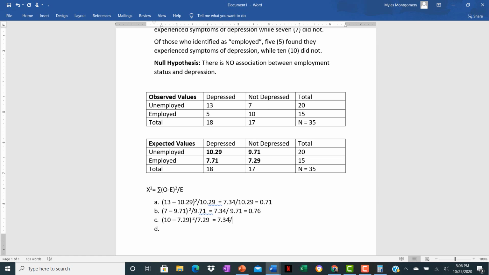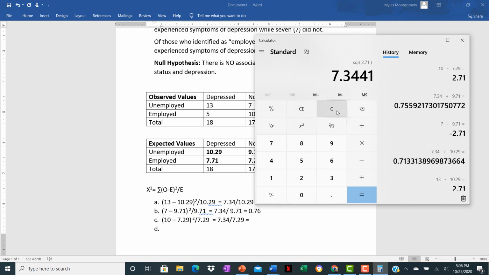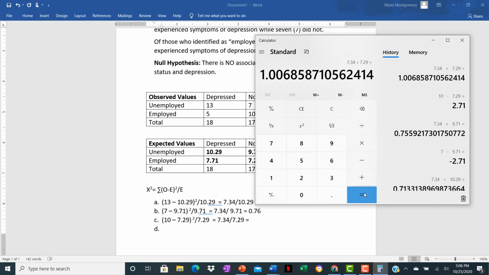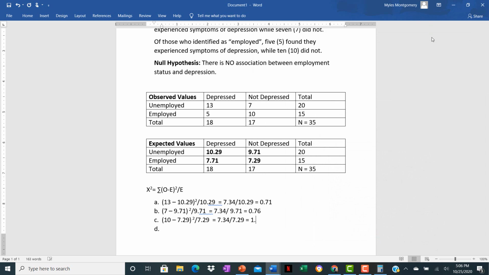Okay, 7.34 divided by 7.29. All right, so what we got here. I think it's going to be, okay, what's it going to be? 7.34 divided by 7.29. I think it's going to be a little over 1. What do you think? Yep. It's going to be 1.01. Okay, guess we had that one pegged. All right, and last one.